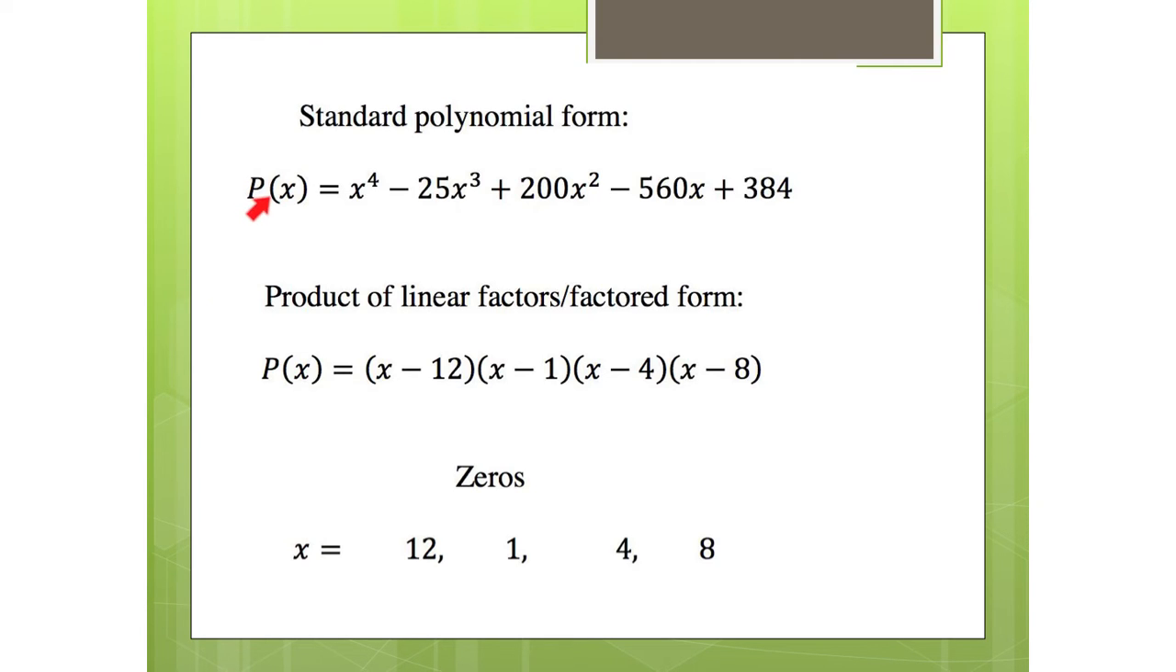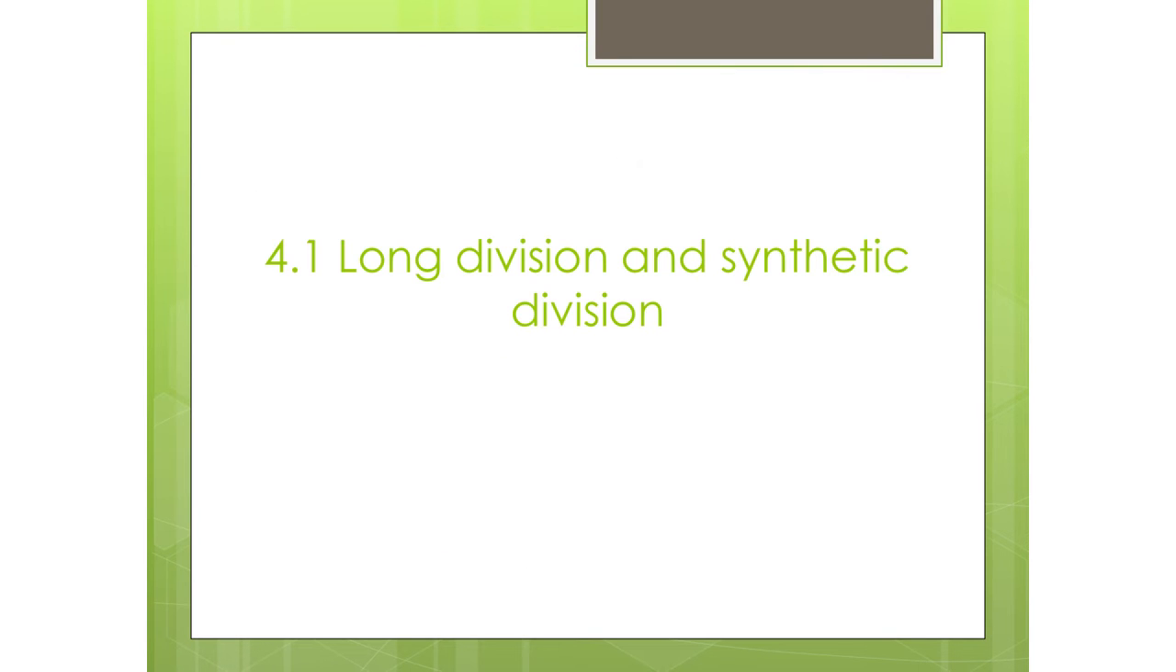For this chapter, you should be able to take anything from standard polynomial form and break it down to get the zeros. You should also be able to take any of your zeros and work backwards to get your function in standard polynomial form. Now, not every function is factorable, and that's how we're going to look at trying to break this down with division.